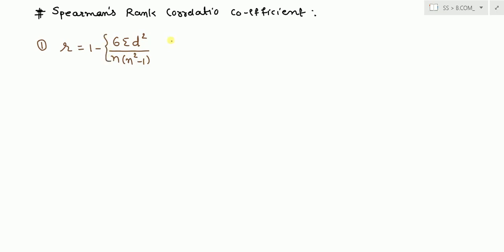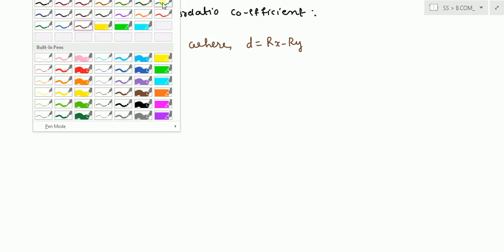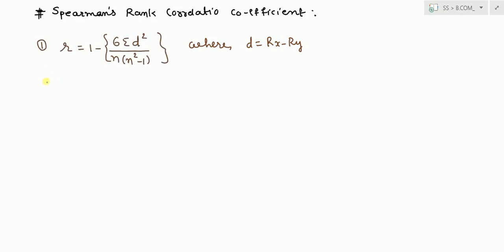Okay, where d is equals to Rx minus Ry, and Rx is equal to rank of X, and Ry is equals to rank of Y. Okay, now formula number 2 and last formula of this chapter.